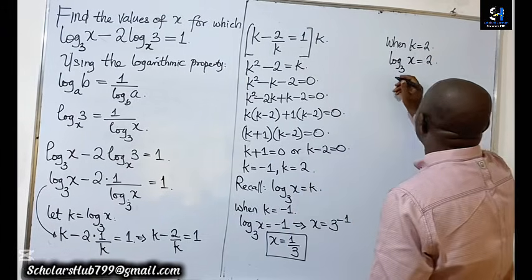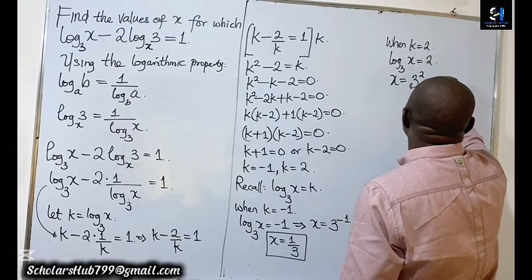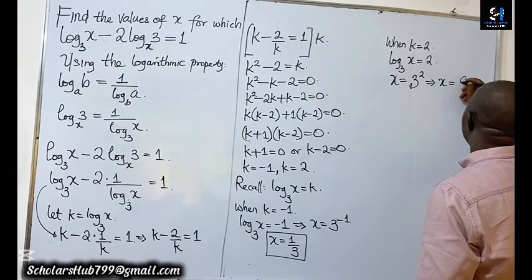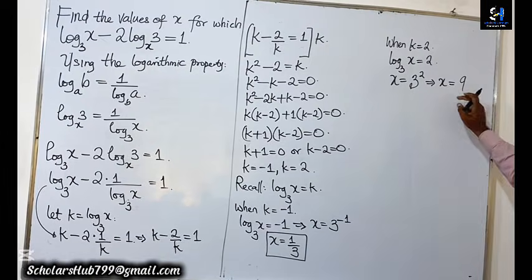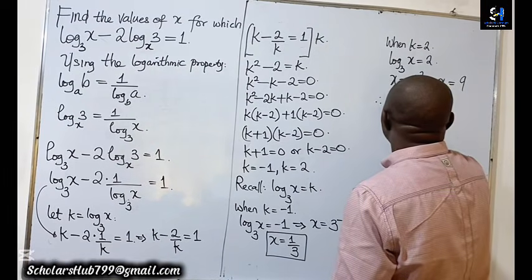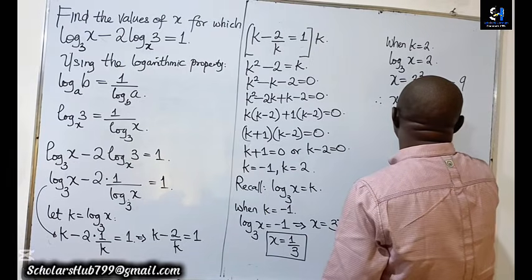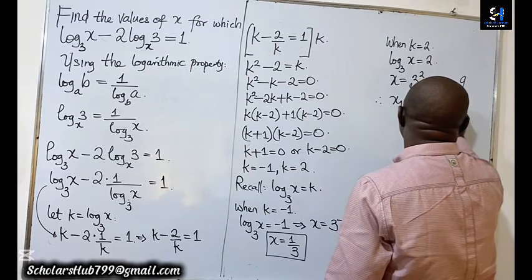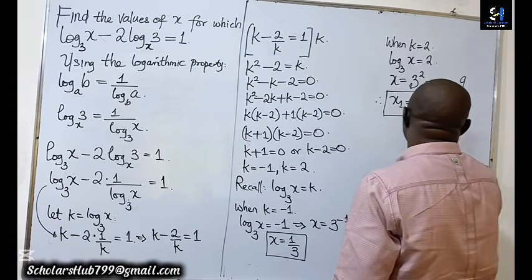So in this case, we're going to have x equals 3 raised to the power of 2, which implies that the value of x will be what? 9, because 3 raised to the power of 2 is 3 times 3, which is 9. So therefore, the two values of x: the first value is 1/3, and the second value is 9. So this is our solution.